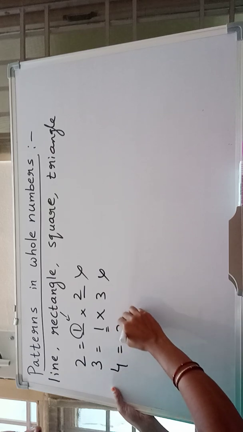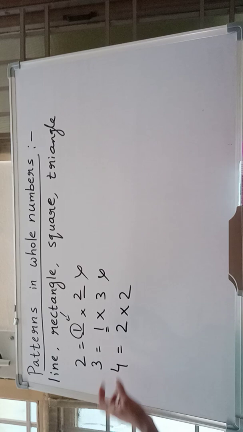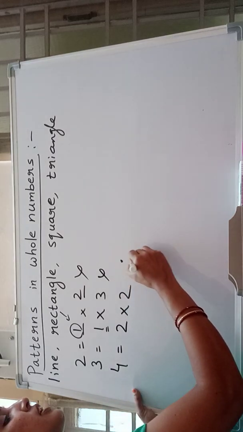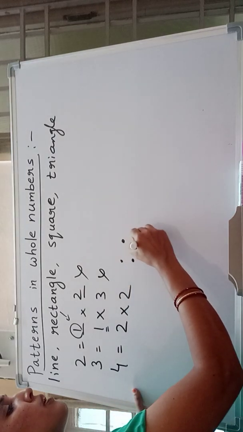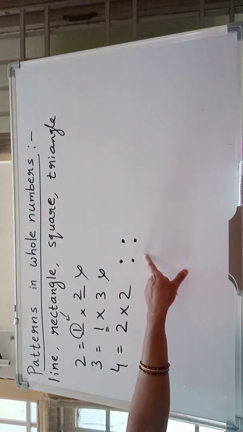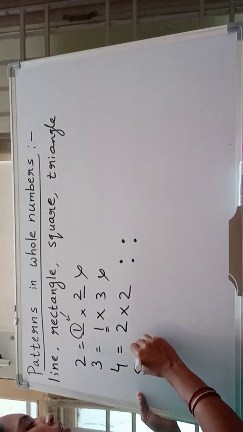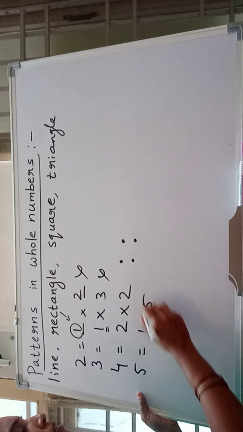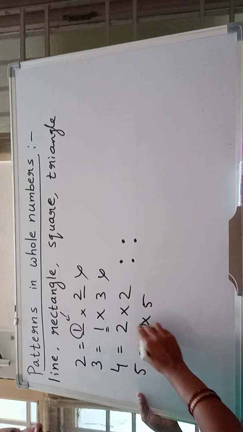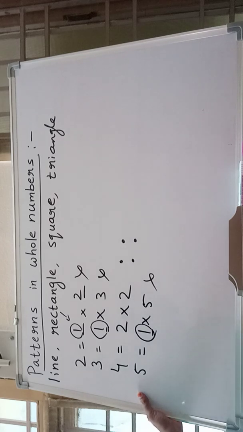But 4, we can express as 2 into 2. 1 we are not using here. Therefore with 4 dots rectangular shape is possible. You may ask, it is a square shape, but every square is a rectangle. Therefore with 4 dots rectangular shape is possible. 5 dots again, 1 into 5 is the only possibility. 1 we used here also. Therefore rectangular shape is not possible.